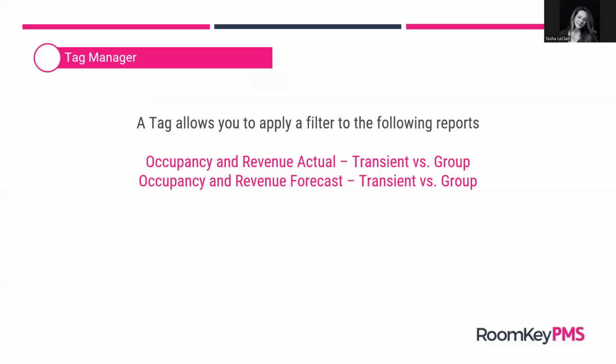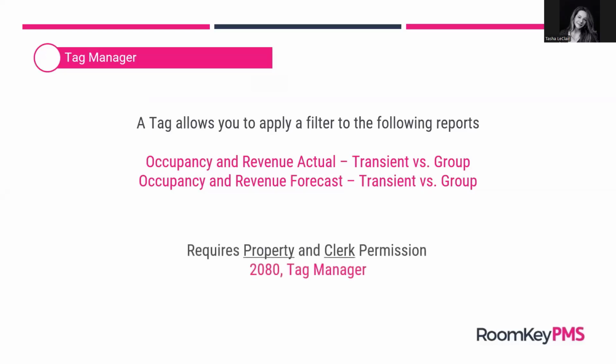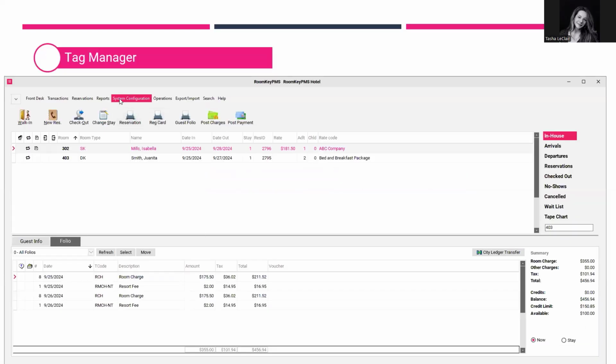Now, before you start using the tag manager, these are permission based, and we actually have to give permission at both the property and the clerk level. So in order to grant the property permission, this is permission 2080 tag manager, you're actually going to have to give it to the property first. So if you go to system configuration, you go to the property module.